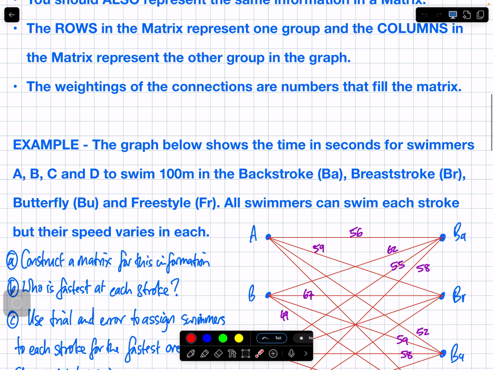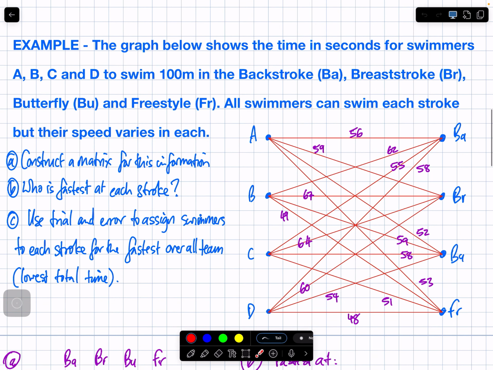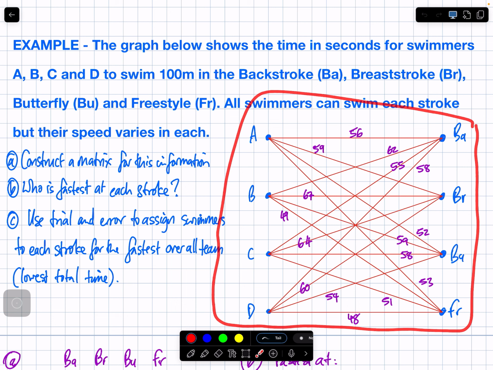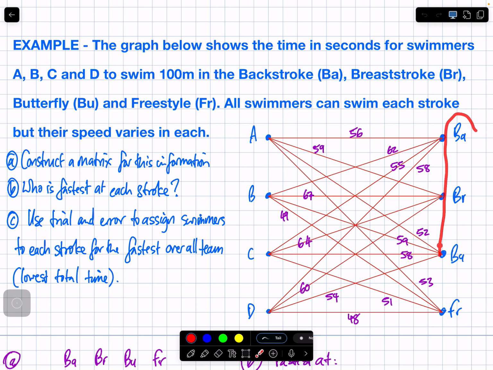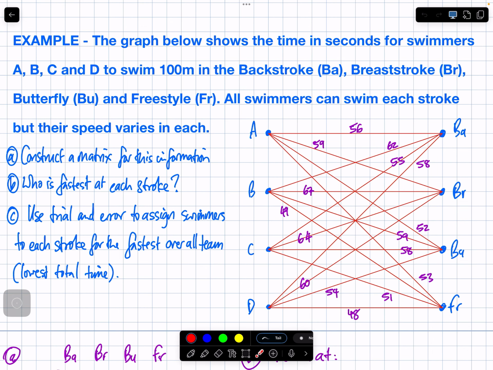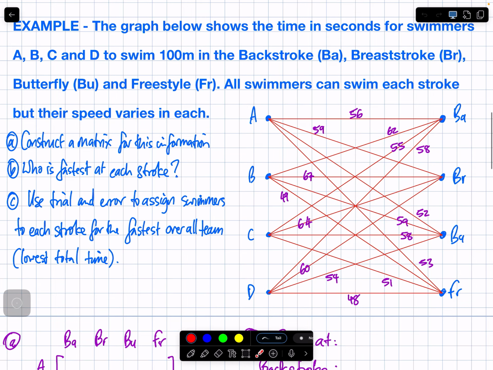So here is more the kind of graph that you'll encounter. I've got a bipartite graph below that represents swimmers A, B, C, and D, and then the different strokes. BA is backstroke, BR is breaststroke, BU is butterfly, FR is freestyle. And those numbers represent how many seconds it takes them to swim 100 meters. So what's better, a lower number or a higher number? Lower, that's faster, okay?